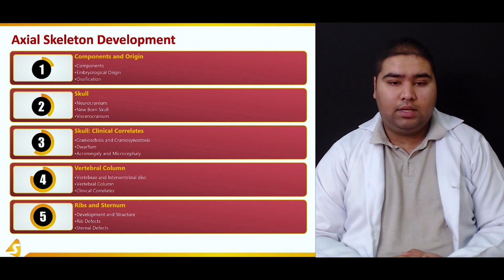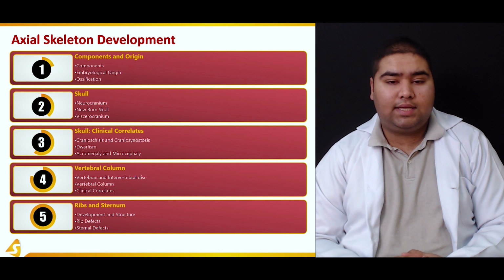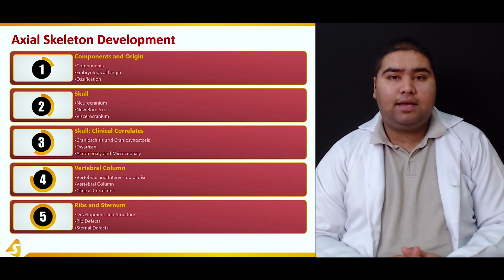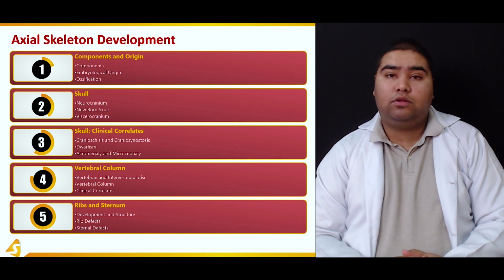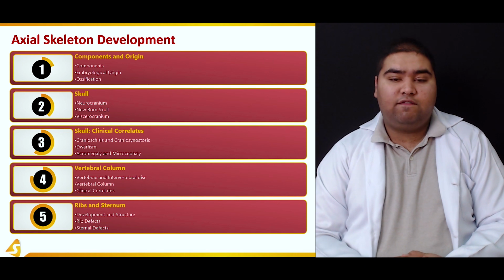the viscerocranium. In the third section, we'll talk about the clinical correlates of the skull, in which we'll see cranioschisis and craniosynostosis. Then we'll take a look at dwarfism, acromegaly, and microcephaly.